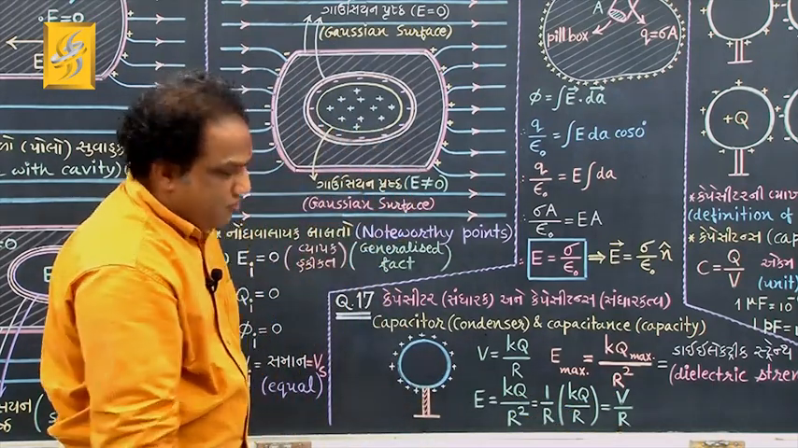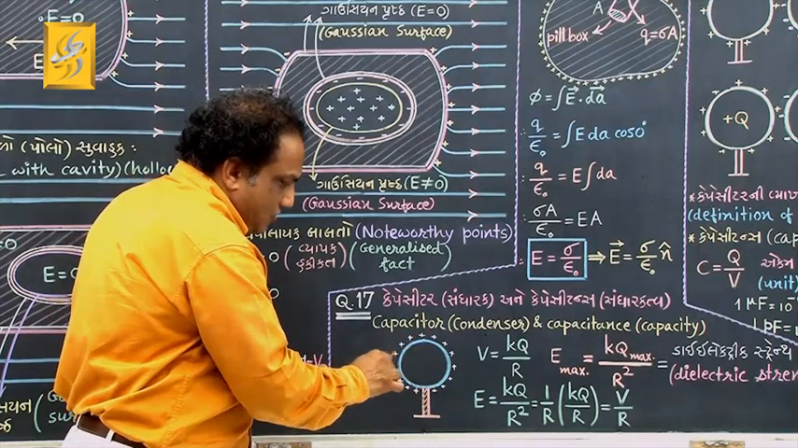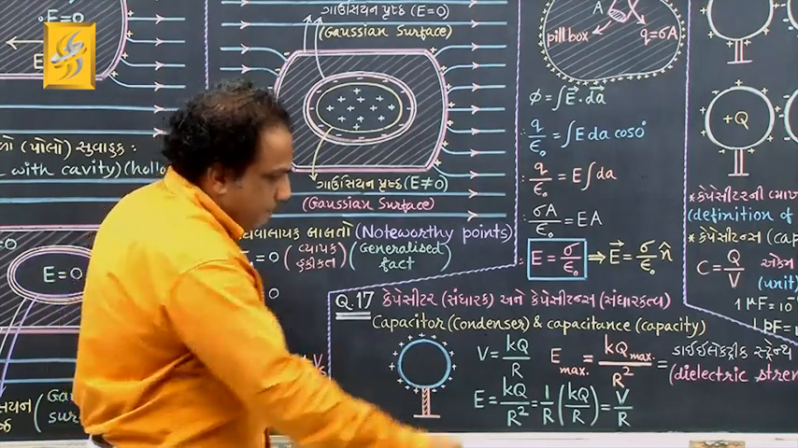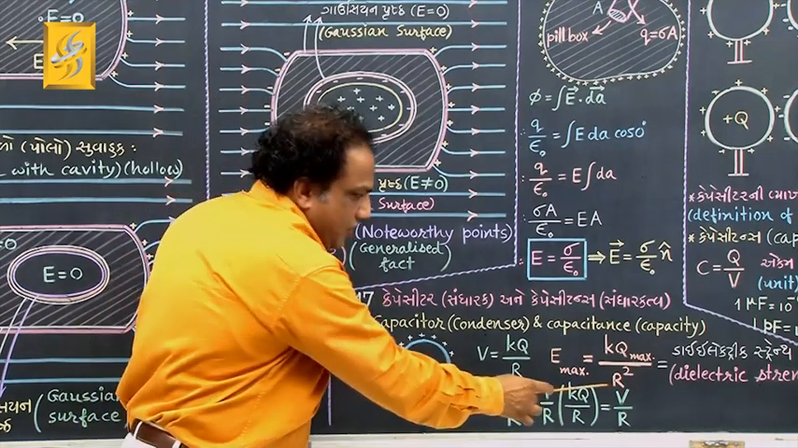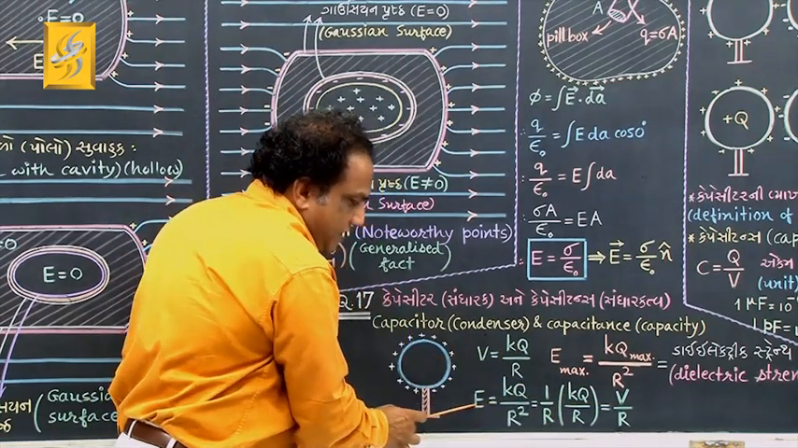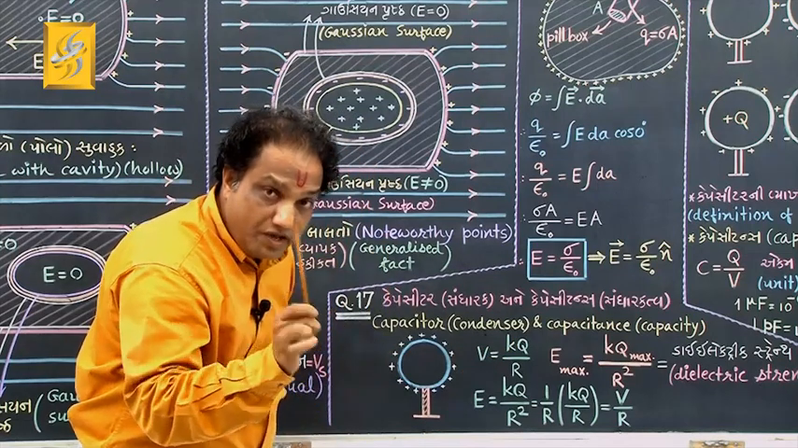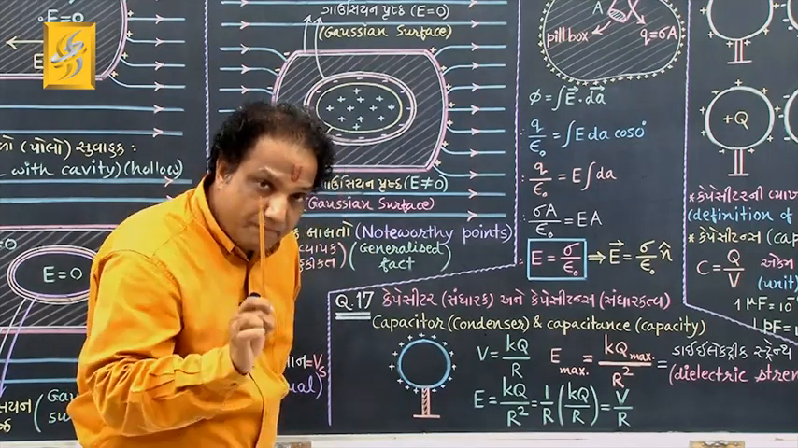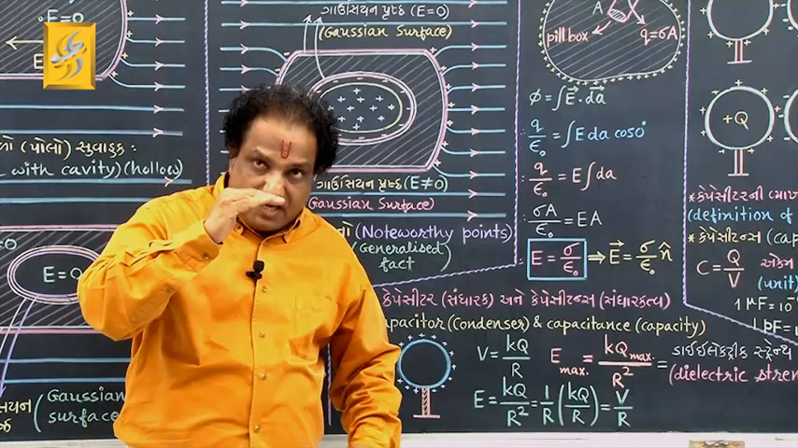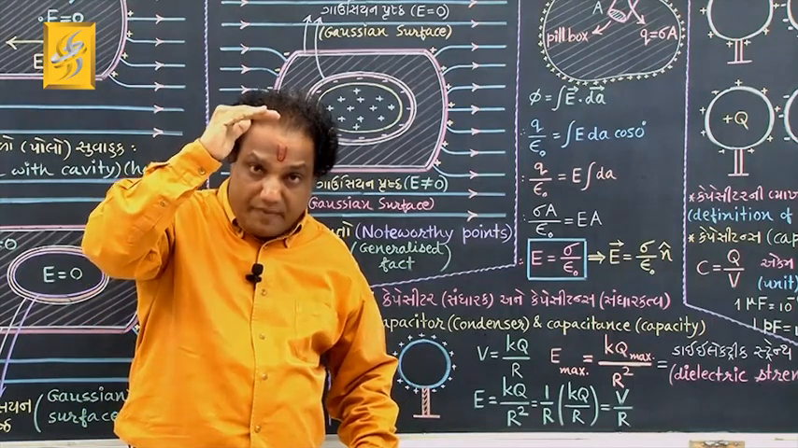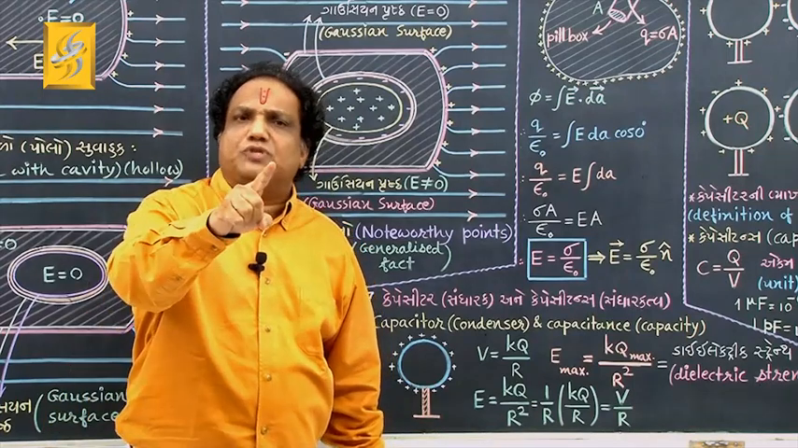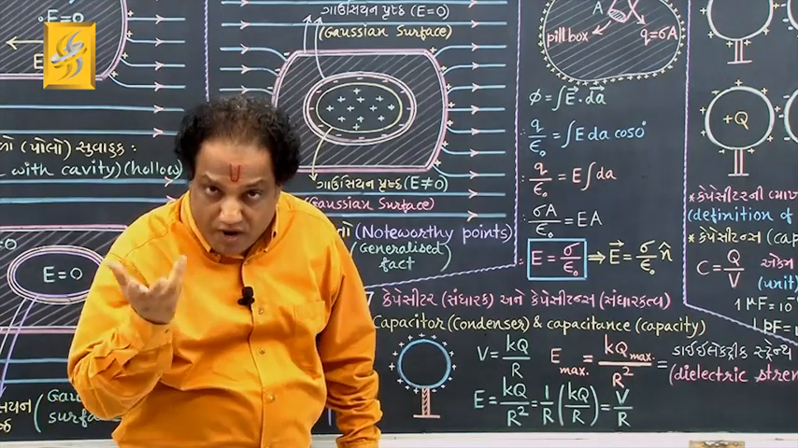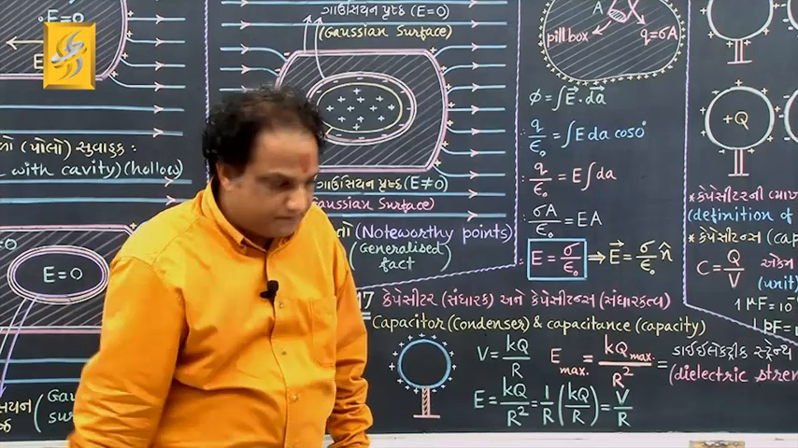I mean to say, when you deposit more and more charge on this metallic sphere, this charge value will increase, then potential value will increase. When potential increases, electric field on the surface will go on increasing. Correct? But when that electric field reaches a certain upper limit, you cannot deposit any more charge. Why? I am showing you the reason for that.